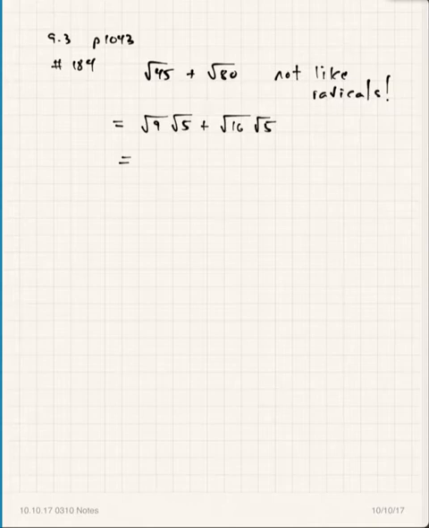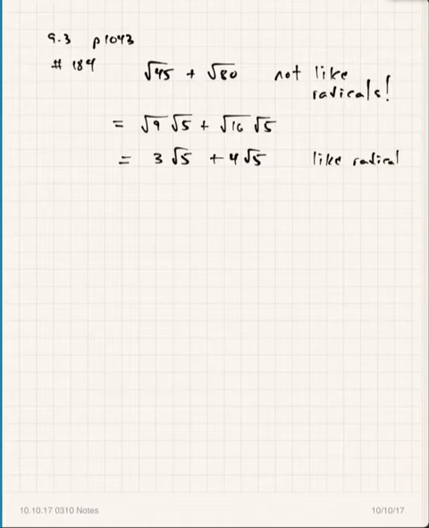The square root of 9 is 3. Square root of 16 is 4. And now I do have like radicals. And obviously the problem was made up so that you ended up with like radicals at the end, to practice that. So you have 7 times the square root of 5 as your final step there.